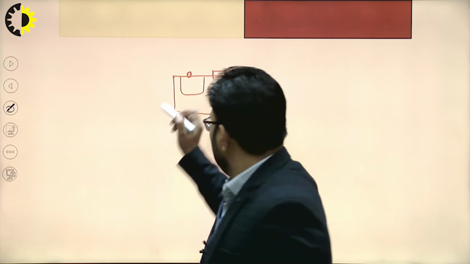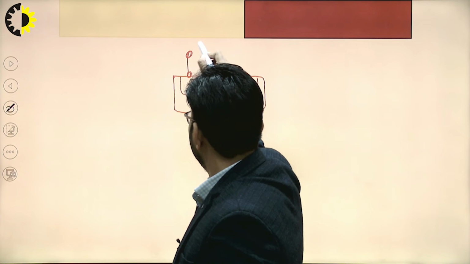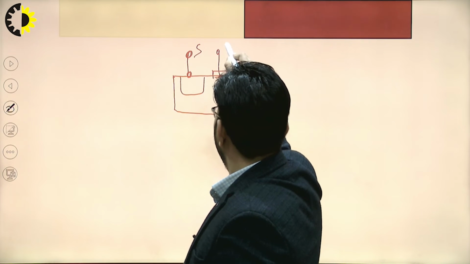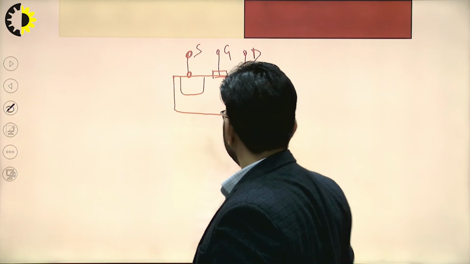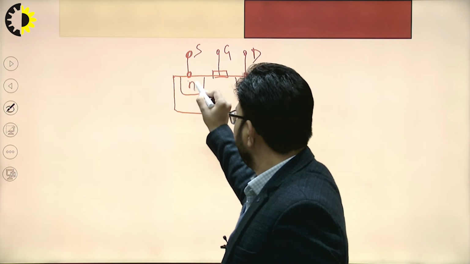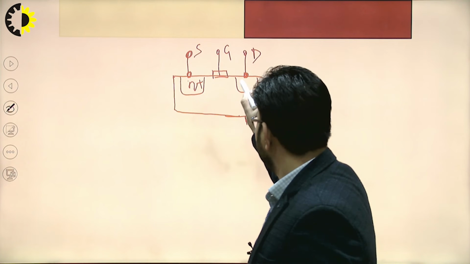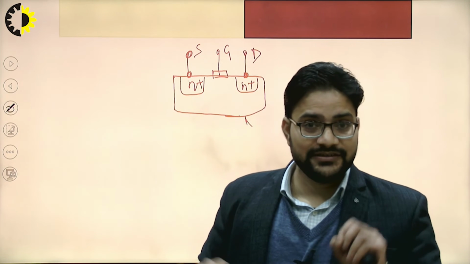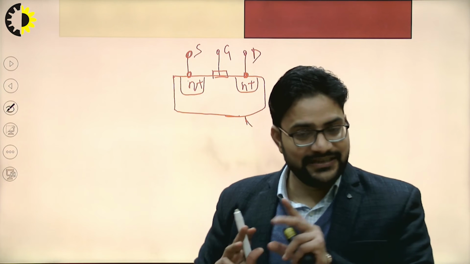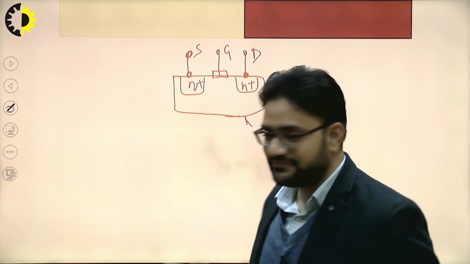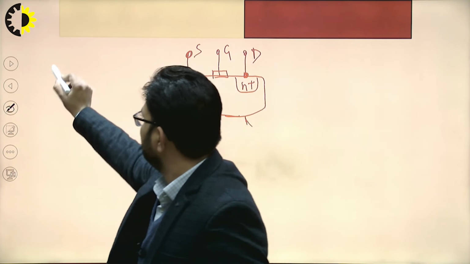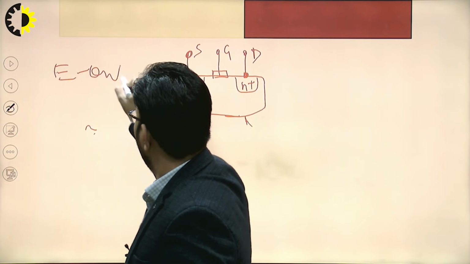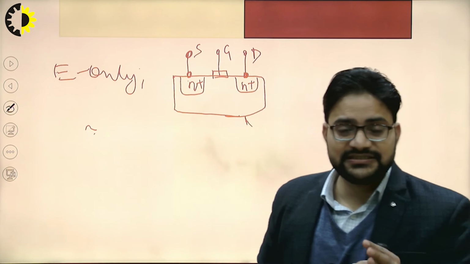So we will connect the source, gate and drain, right? Now the difference between the depletion type MOSFET and the enhancement type MOSFET is that it doesn't have the diffused channel. There is no pre-existing channel in this case, in the E-only MOSFET. There is no pre-existing channel available.